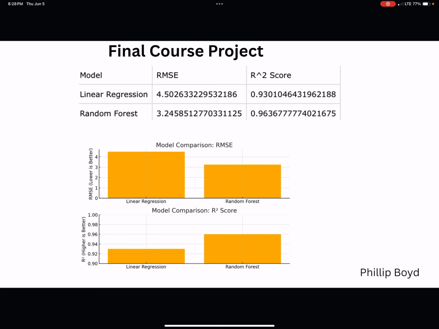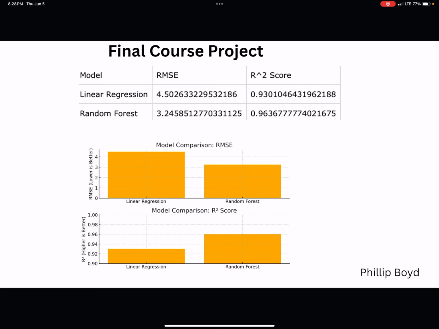So as I said, I have the table up here, and here are the results. Linear regression had an RMSE of 4.50, I'll just round down there, and an R-squared of 0.93. Random forest performed better, of course, with an RMSE of 3.25 and an R-squared of 0.96. This means the random forest model is more accurate and captures more of the variability in power output, likely due to, as we learned, its ability to model nonlinear relationships.